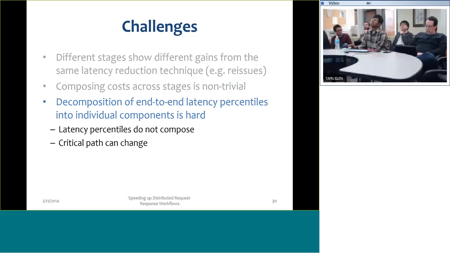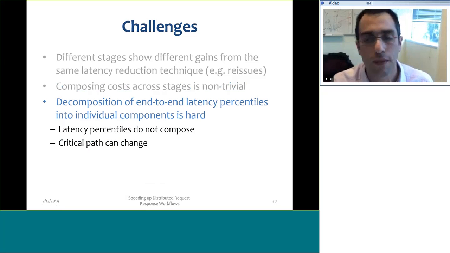Third thing is that the composition of end-to-end latency percentiles into individual components is hard. I don't know exactly what it means if I'm reducing the 95th percentile of the latency of a stage that is somewhere in the workflow. It's not clear, a priori, what's the effect on the end-to-end latency. In other words, these latency percentiles do not compose or do not add up. This is a simple exercise in probability. For example, minimizing the 95th percentile in each stage doesn't mean that we minimize the 95th percentile of the end-to-end latency.